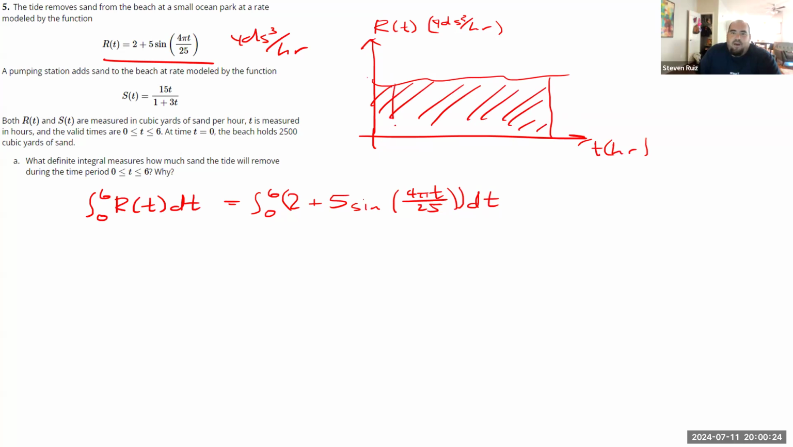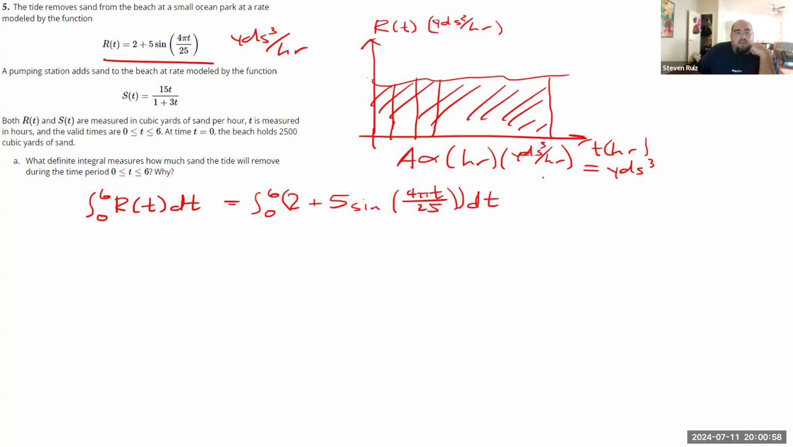Basically, I would model this with rectangles if I were to think about it in terms of Riemann sums. Those rectangles would have areas in the dimension of hours times cubic yards per hour, which gives me what? That gives me cubic yards.